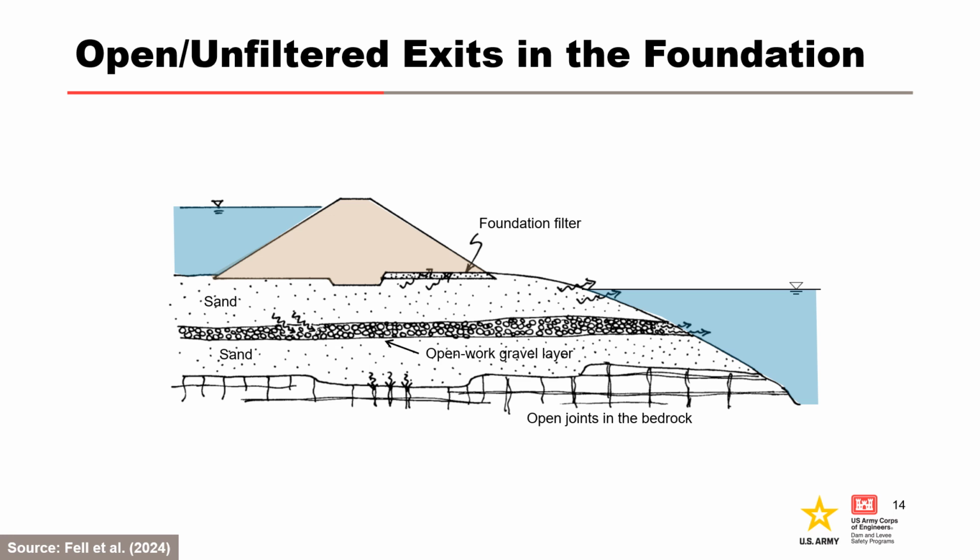This figure shows examples of various open or unfiltered exits in the foundation. It includes a potentially inadequate foundation filter at the base of the dam, the sand layer daylighting on the downstream side, the sand layer eroding into an open work gravel layer that daylights downstream of the dam, and the sand layer eroding into open joints in the bedrock that daylight downstream of the embankment.